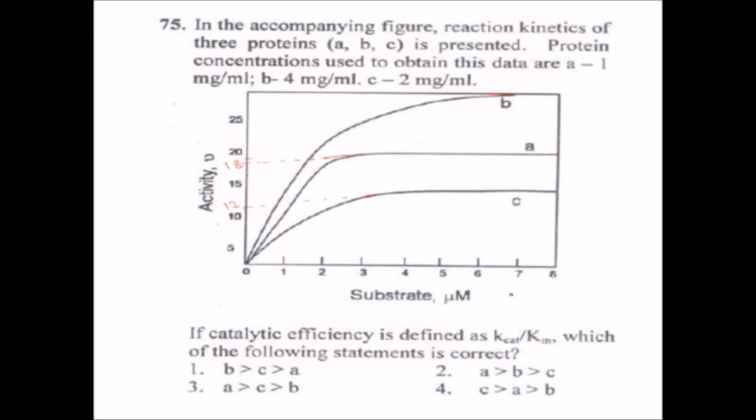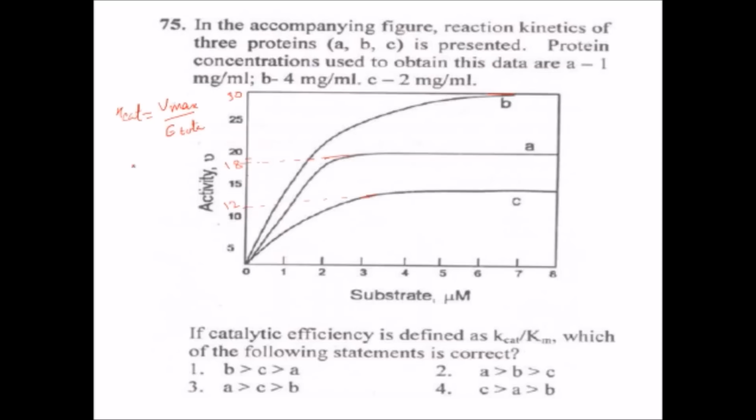So here we have to calculate Kcat, and I have already told you that Kcat equals Vmax by E total. The E total is given for the different A, B, C concentrations here. Vmax I have predicted here. I'm taking it as 30 for B. So we have values for B, A and C.